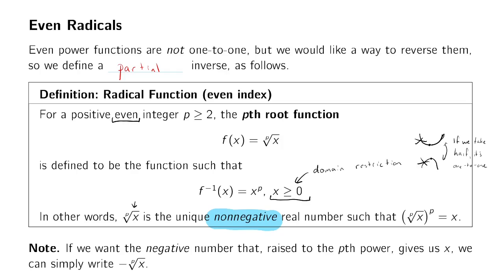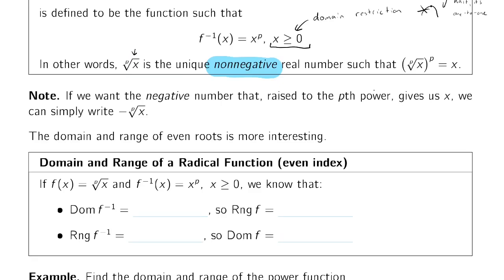Now, the domain and range of even roots is more interesting than the domain and range of odd roots. For odd roots, it was just all real numbers. For even roots, however, well, for our power function, we restricted the domain of x to the p to contain only the non-negative numbers, so 0 to infinity, which means that the range of the even root is just non-negative numbers. The output of an even root is always positive or 0.